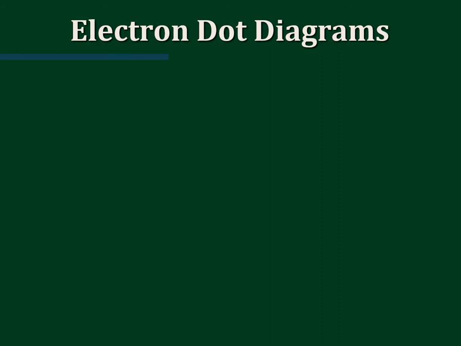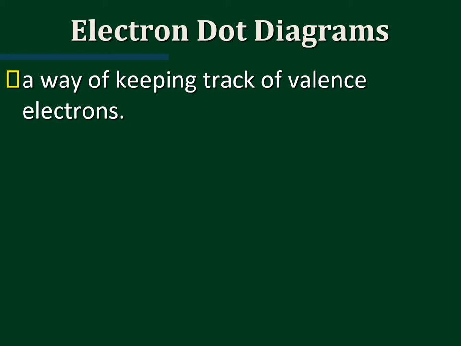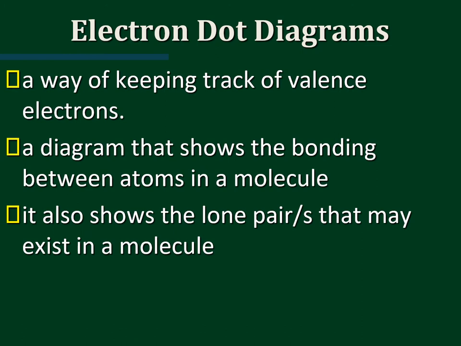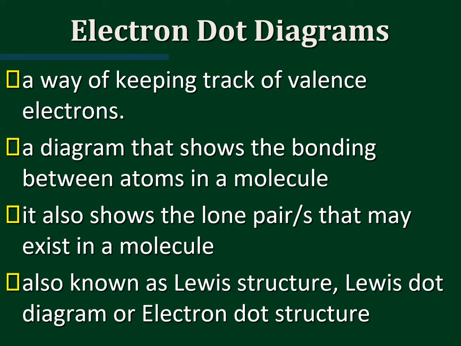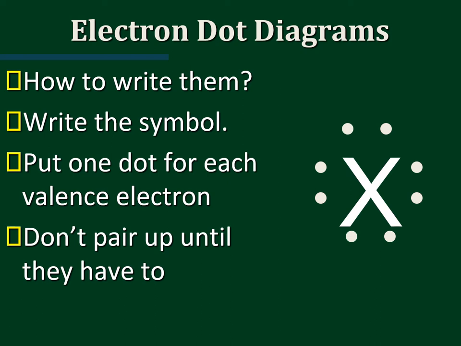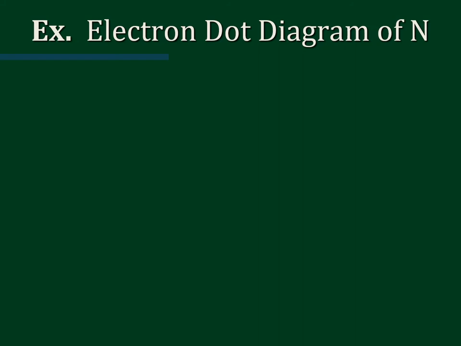Electron dot diagram. So a way of keeping track of valence electrons. So this is a diagram that shows the bonding between atoms in a molecule. So it also shows the lone pair or pairs that may exist in a molecule, and is also known as Lewis structure or Lewis dot diagram or electron dot structure. Nitrogen, electron dot diagram of nitrogen.